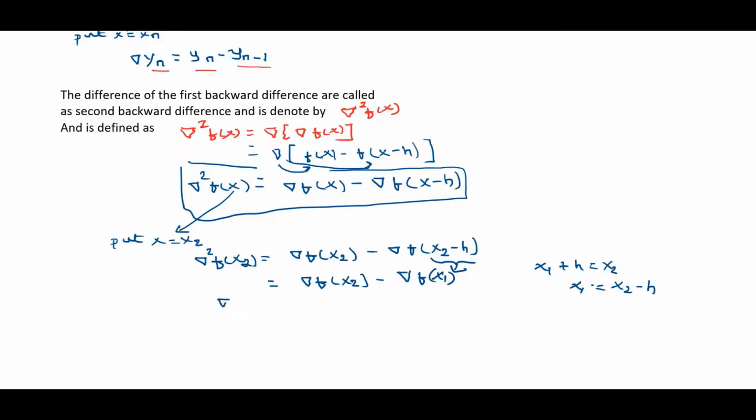as, del square f of x2, which is nothing but y2, is equal to del f of x2, which is nothing but y2, minus del f of x1, which is nothing but y1. So that implies, I will write once again here, del square y2 is equal to del y2 minus del y1.